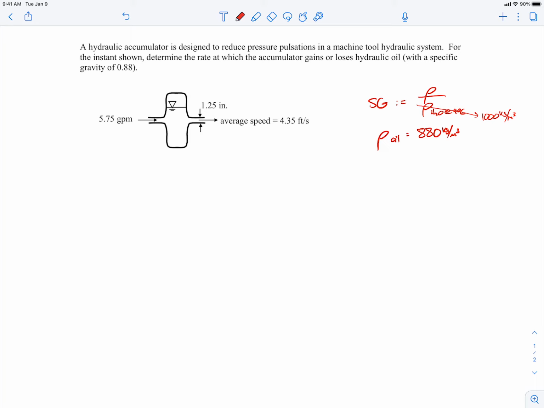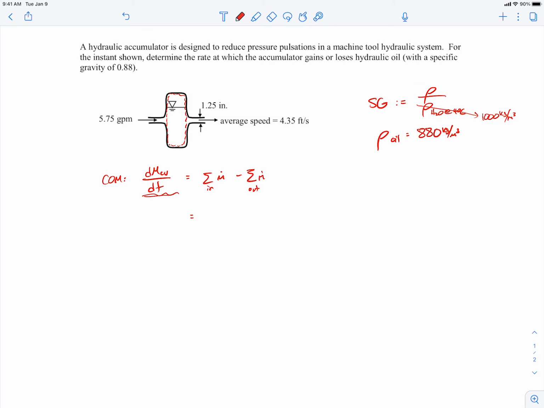Anyway, we're trying to find the rate at which oil accumulates inside this device. So I'm going to draw a control volume that surrounds the interior of the device, and then apply conservation of mass to that, because I'm trying to find how the mass inside changes with time. It's this dm_CV/dt term that I'm trying to find. The time rate of change of oil mass within the control volume is equal to the rate at which mass comes in minus the rate at which mass goes out.